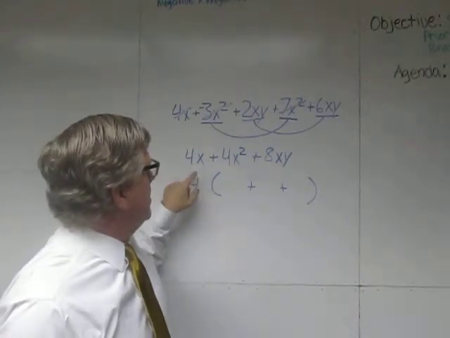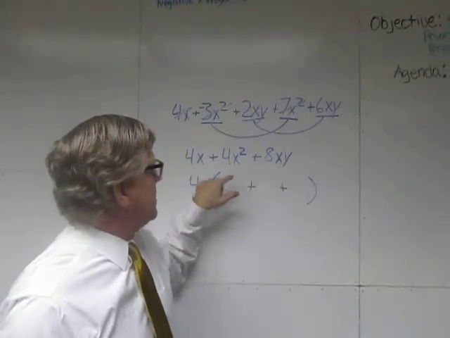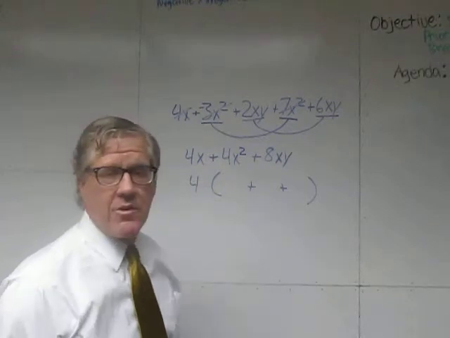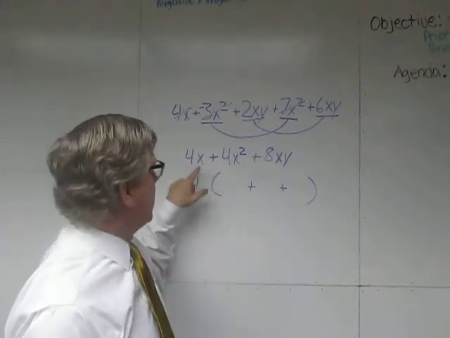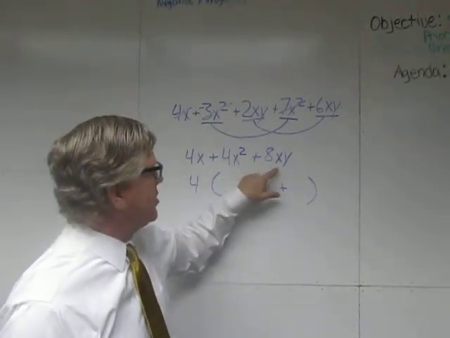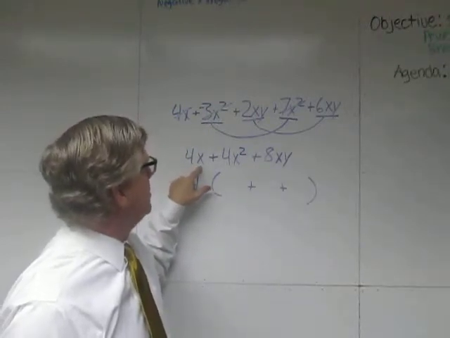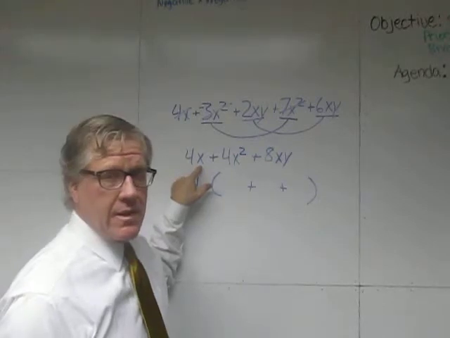Okay? What else is common with each one of these? Does each one of them have a y? This one does. These two don't. So we can't factor out a y out of each term. But we can factor out an x out of each term. If we take an x out of here, what's it going to leave us with? It's going to leave us with nothing.